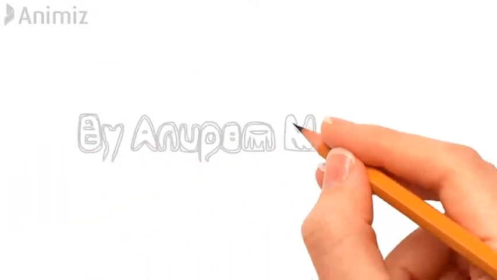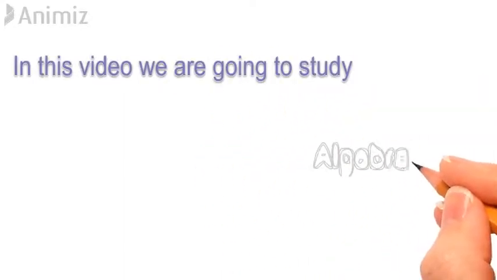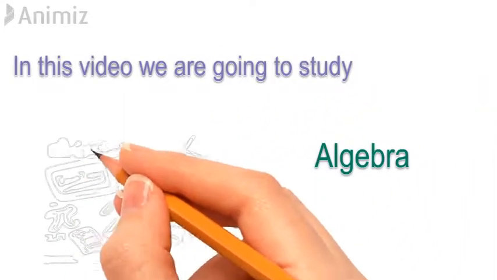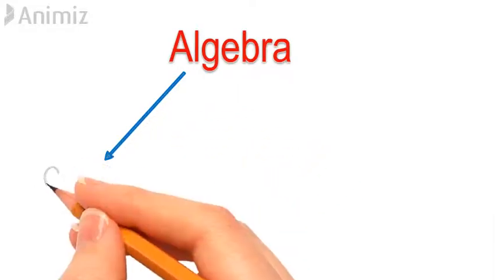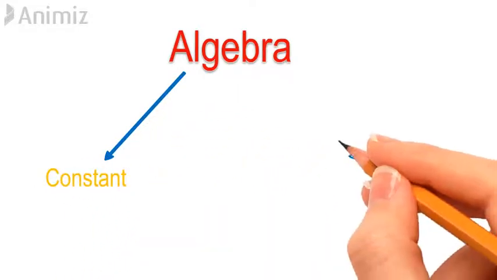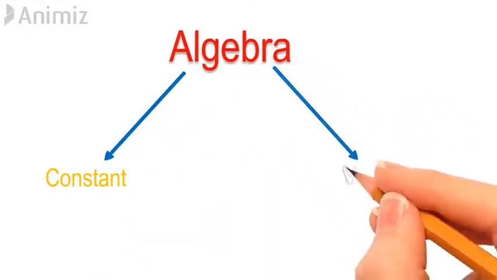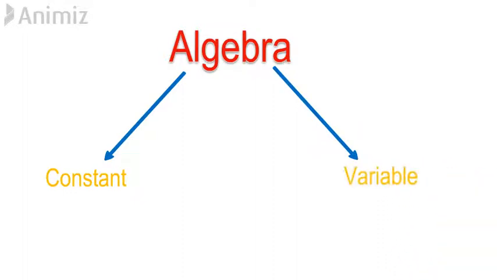This is Anupam Mishra and in this video we are going to study algebra of class 7th maths. Algebra. There are two types of algebra, constant and variables. We will study both of them one by one.